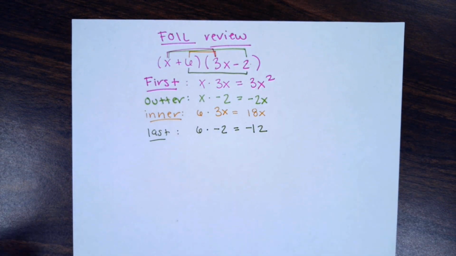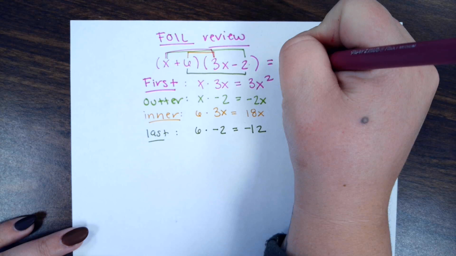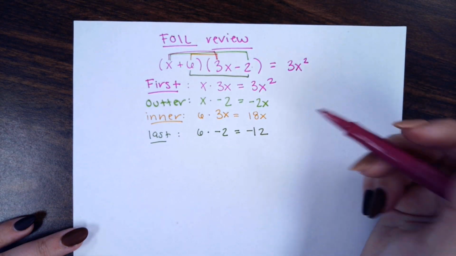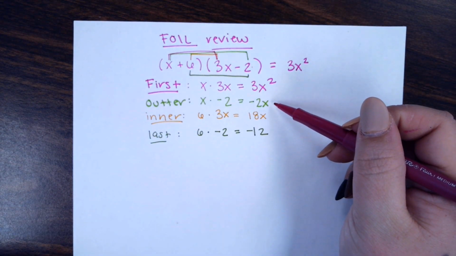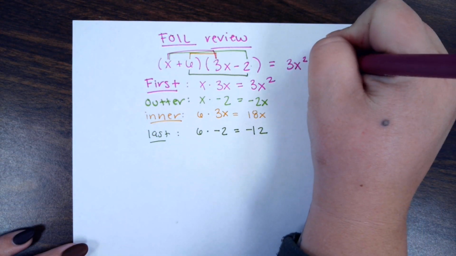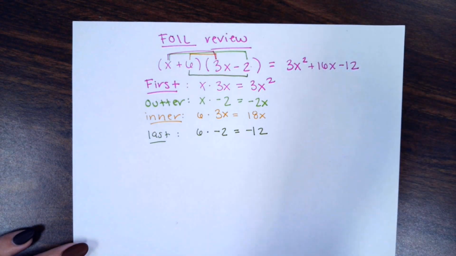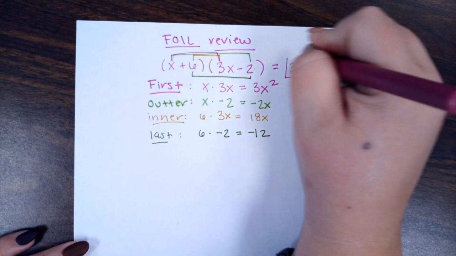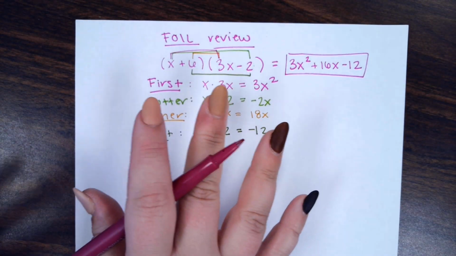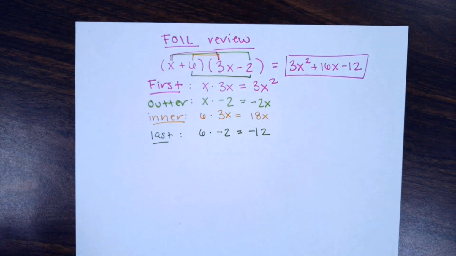Then to get your final answer, you just have to combine like terms and write it out. So 3x squared, we've got nothing to combine there, no like terms. And then we have negative 2x plus 18x. That's going to give us positive 16x. And then minus 12. So that is our final answer. Now when you do these, you don't need to show all of this work. I just wanted you to have this in your notes in case you forget how to do this.